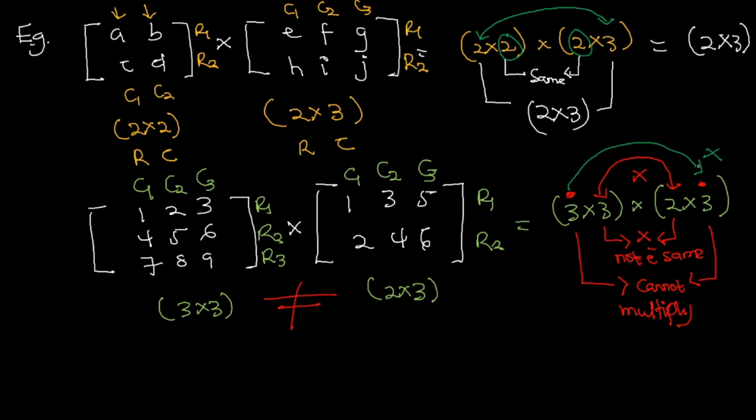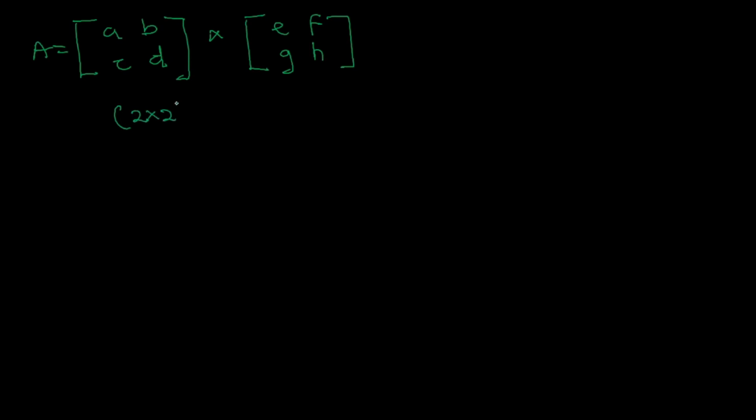Now let's look at how the multiplication actually works. Assume we have matrix A given as A, B, then C, D, and we are to multiply that by matrix B, which is E, F, G, and H. First, we need to check whether we can multiply these matrices. This is a 2 by 2 matrix, and this is also a 2 by 2 matrix. The fact that the middle numbers are the same means we can multiply the matrices.